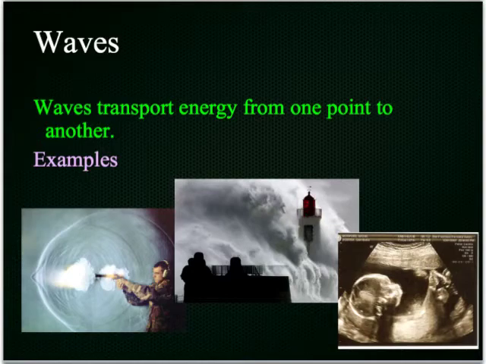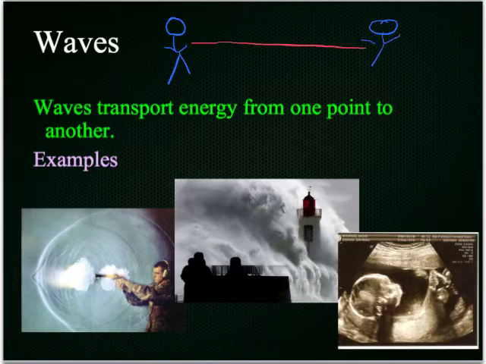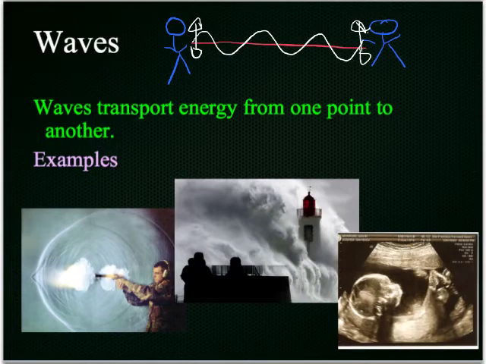So, if you had a person holding a slinky, another person holding the other end, then if you send a wave down the slinky, the energy of this person making the slinky go up and down will get transferred to this person making their hand go up and down. So energy is transferred.